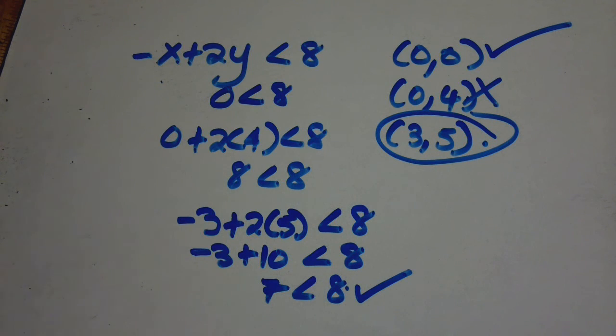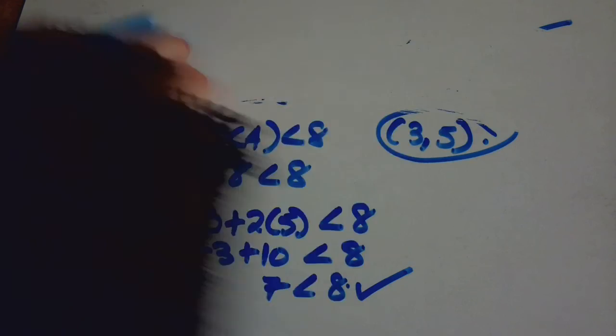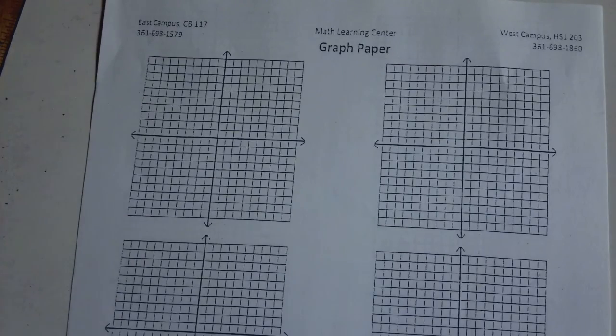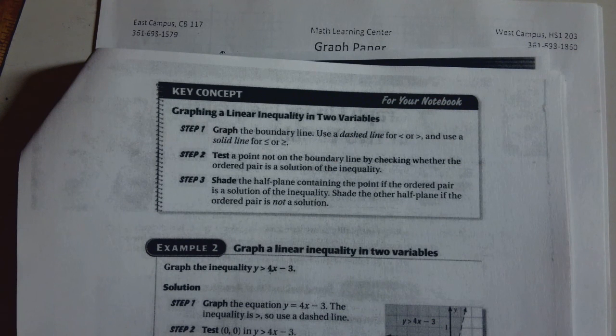So now we're going to go on to graphing. This is what this whole section, 6.7, is: graphing linear inequalities in two variables. So I have some graphing paper. Hold on, let's put it the right way. And we're going to go ahead and get started. So let me read the instructions real quick before we start. Graphing a linear inequality in two variables. Graph the boundary line.